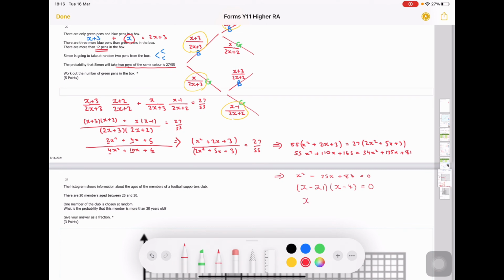So x equals 21 or x equals 4. However, because of the condition here, there are more than 12 pens, I'm going to cross this out. We know we have 21 green pens, and so that means we have 24 blue pens.